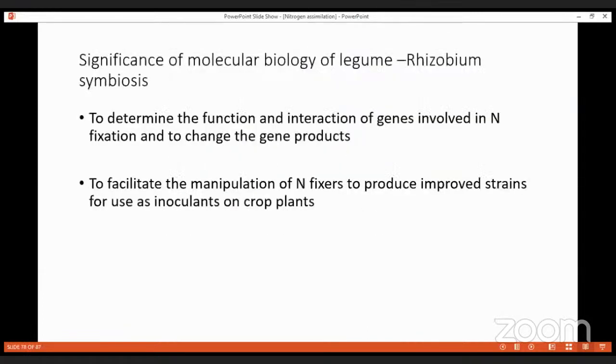So why is this significant? It is significant to determine the function and interaction of genes involved in nitrogen fixation and changing the gene products, and for facilitating the manipulation of nitrogen fixers to produce different improved strains for use as inoculants on the crop plants. Okay, so I hope nitrogen fixation you have understood some bit.